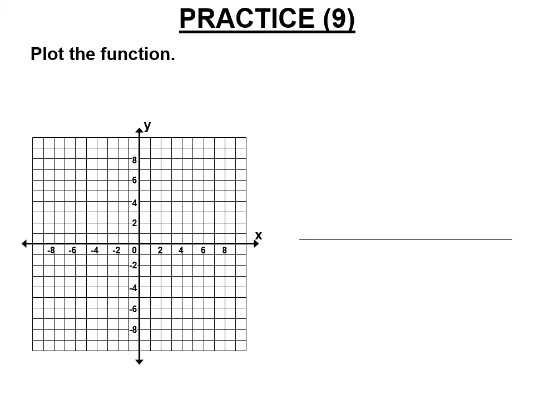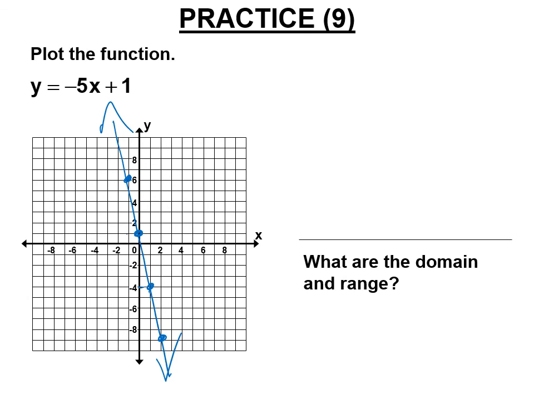All right, number 9, we're practicing. Y-intercept 0, 1, slope -5, down 5 over 1. And go backwards and go up 5. And draw a line. Way faster than t-tables. All right.